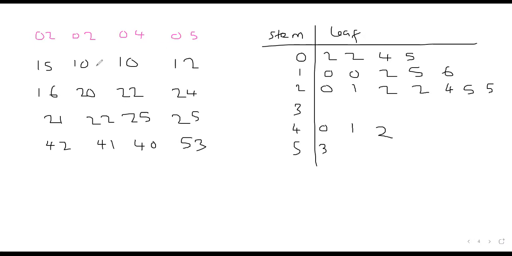For the tens, we have 10, another 10, then a 12, 15, and 16. So we are done with the tens. The 20s: 20, 21, 21, 22, 22, 24, 25, 25. Then the 30s is nothing, so you don't put anything there. The 40s are 40, 41, and 42. And the 50s are 53. So this is in a nutshell how we write a stem and leaf diagram.